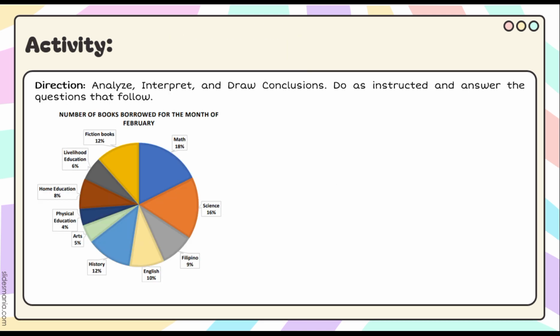Okay, let's try this activity and answer the questions that follow. For the directions, we have to analyze, interpret, and draw conclusions. So do as instructed and answer the questions that follow. We have here the pie chart, right? The title of our pie chart is Number of Books Borrowed for the Month of February.